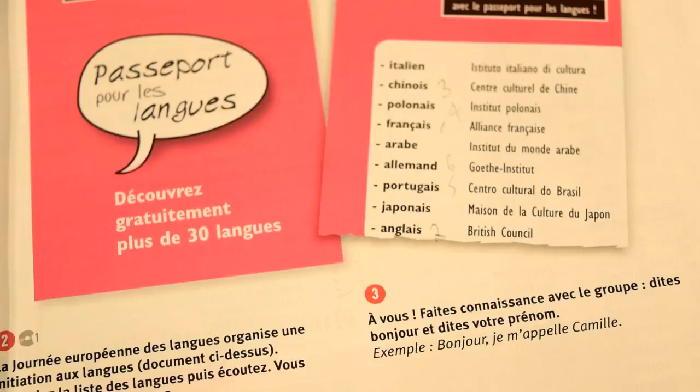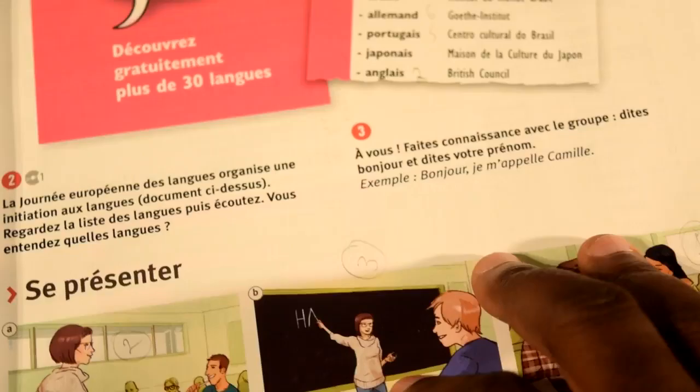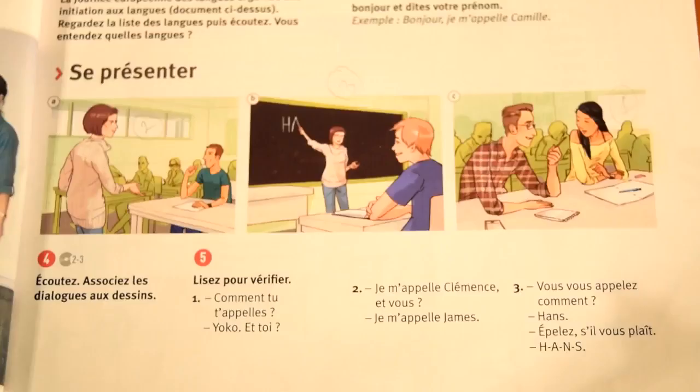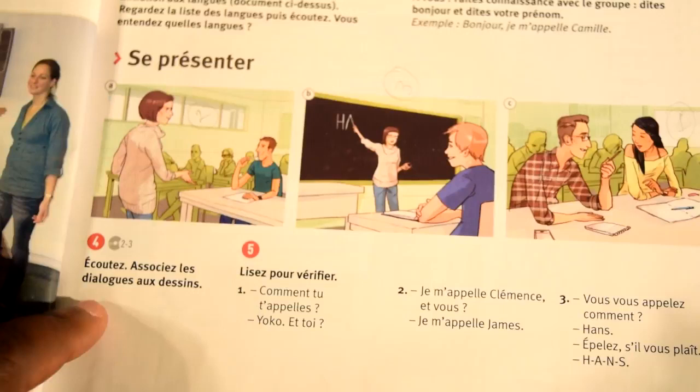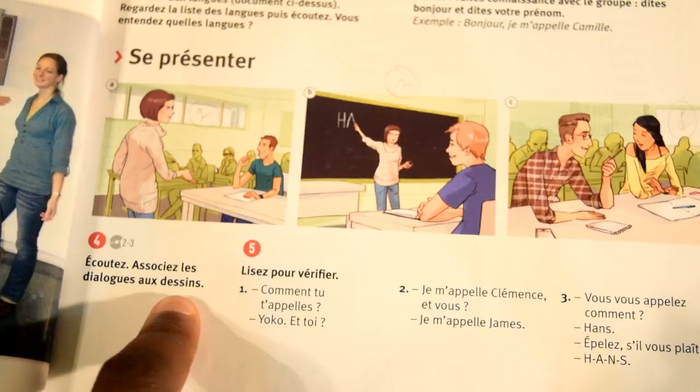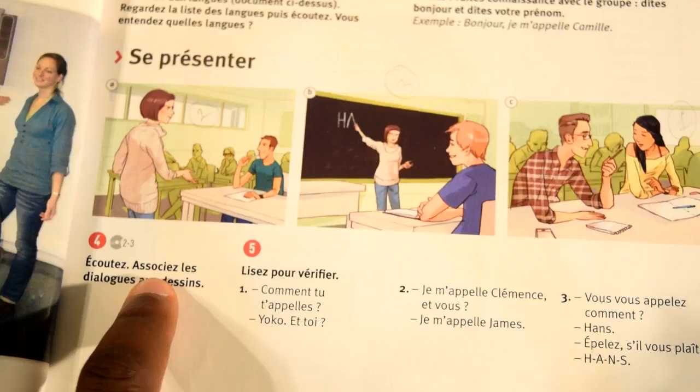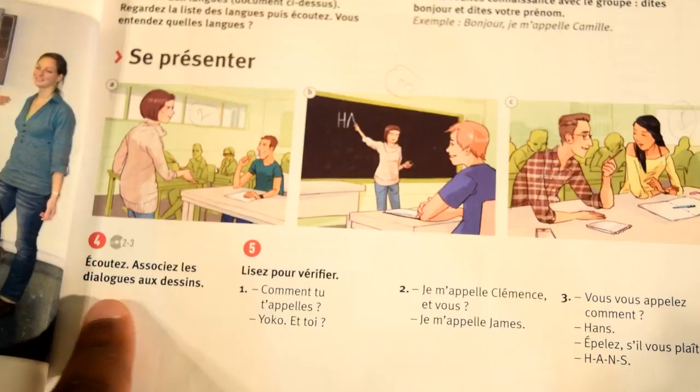Very good. Now let's go to the next activity. Activity number four. In activity number four, you'll find écoutez. Associez le dialogue au dessin. Écoutez means listen. Associer is to link or to associate the dialogue with the drawing.